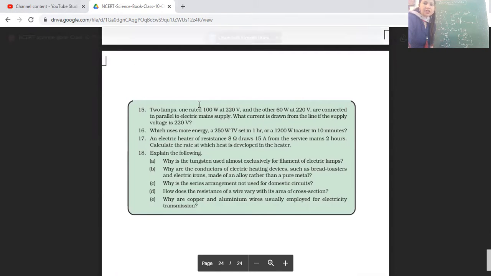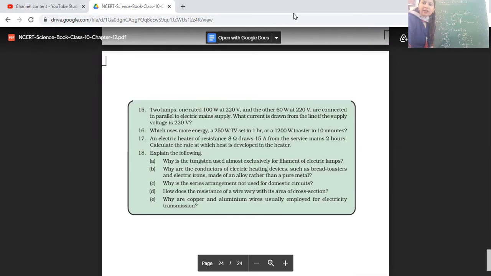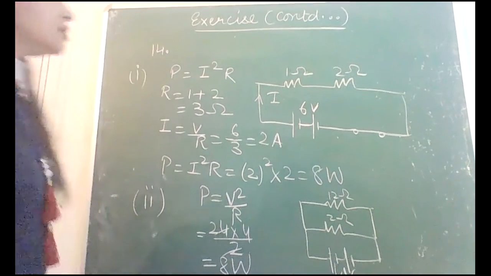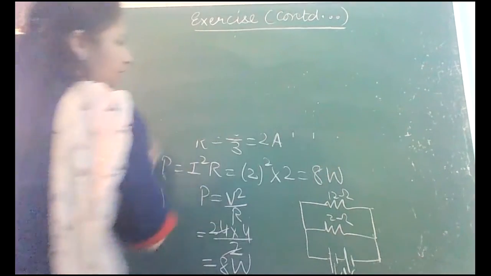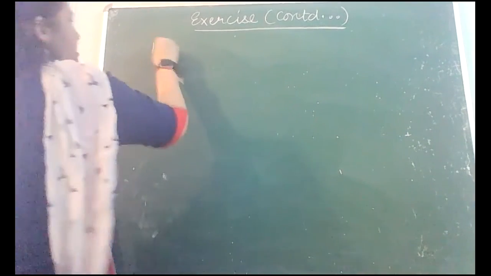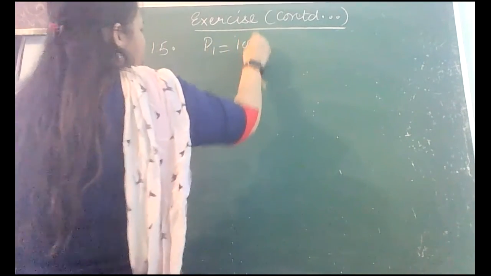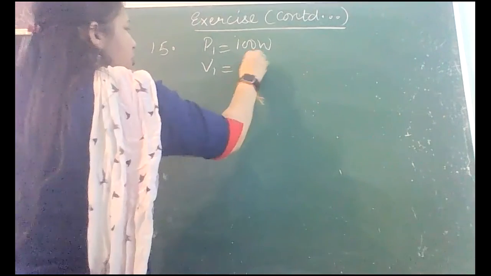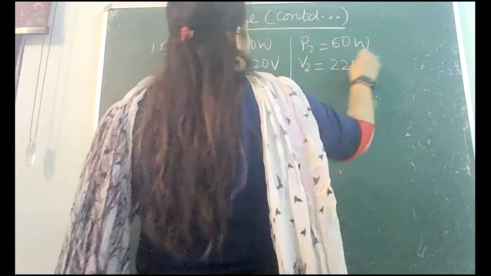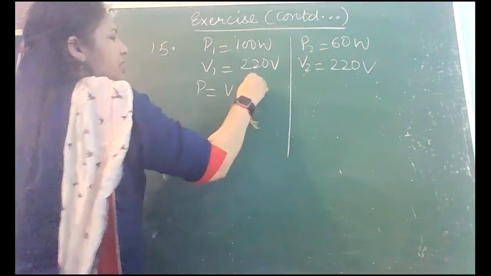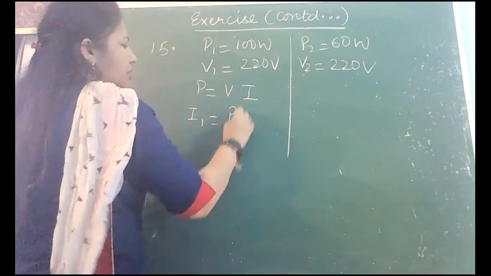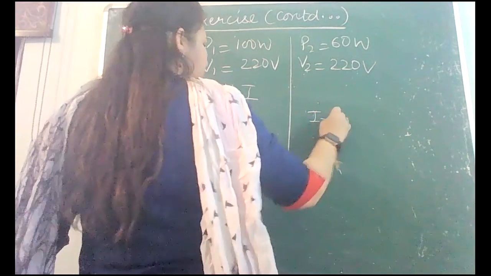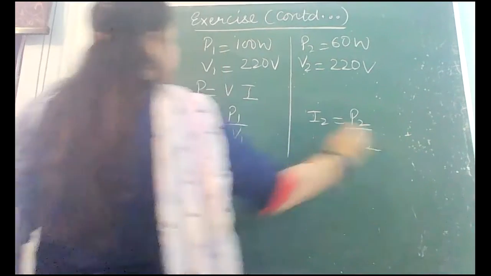Okay, we have to find the current in each case when they are connected in parallel, and then we will find the total current, right? So in both cases, power and voltage rating is given to us. So let us see, the power of the first bulb P1 is 100 watt, and the voltage is 220 volts, the same in both cases. And P2, the power of the second bulb, is 60 watt and the voltage is 220 volt. Using P is equal to VI, we can find I1 and I2 directly.